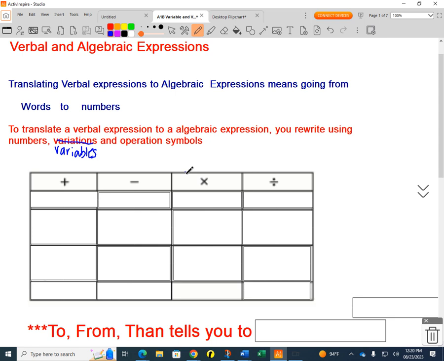All right. So if we're talking about this, this is the addition symbol. So another word for addition is plus. So you're writing that in the box below the addition symbol.